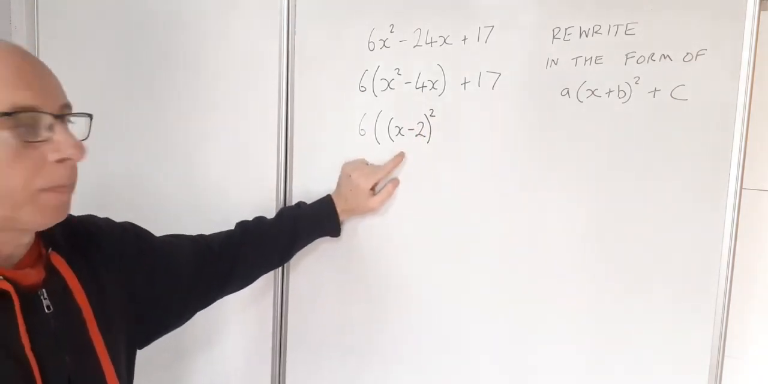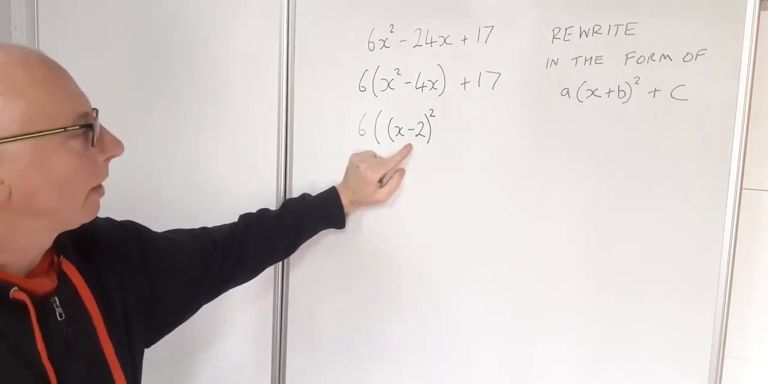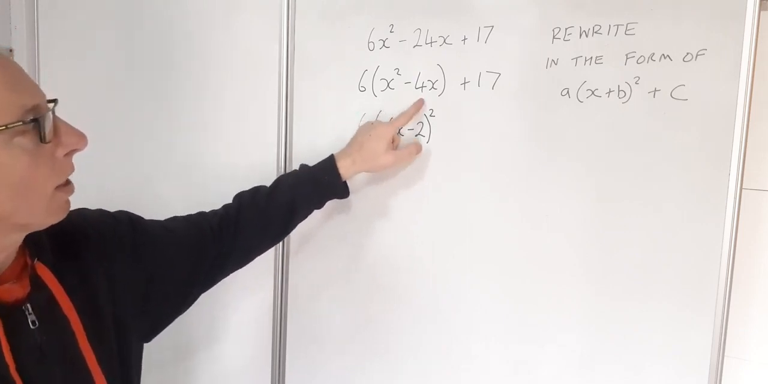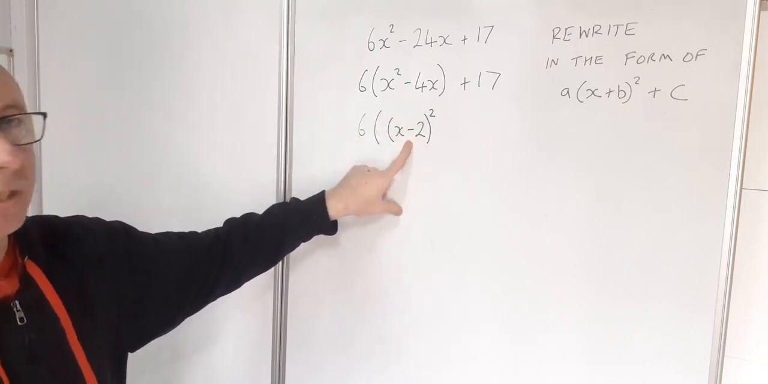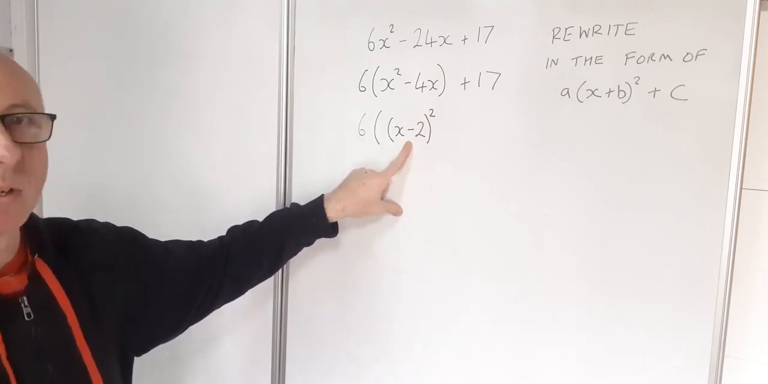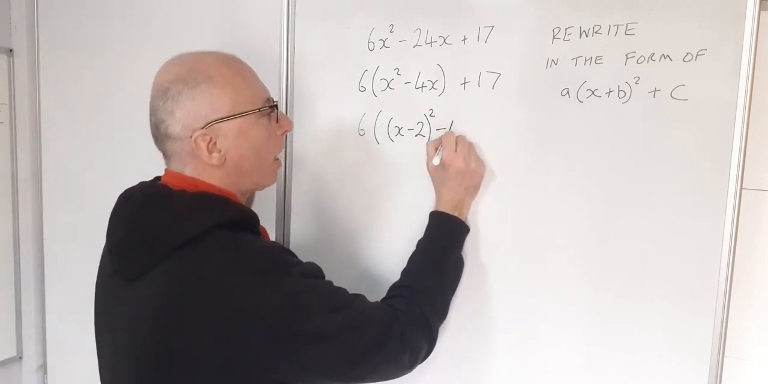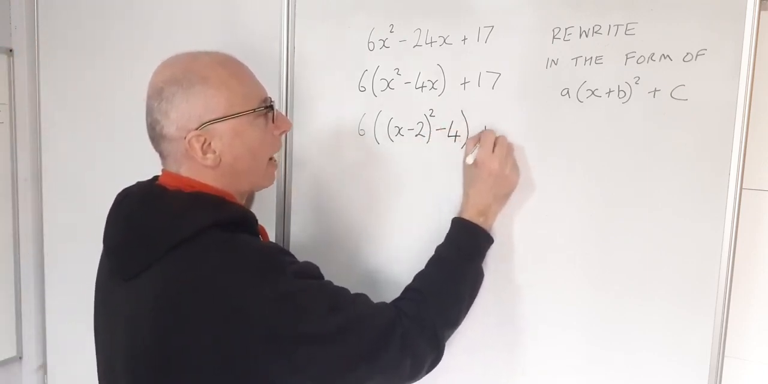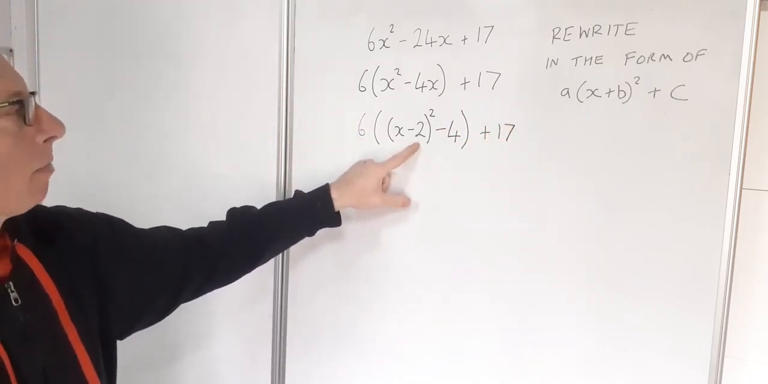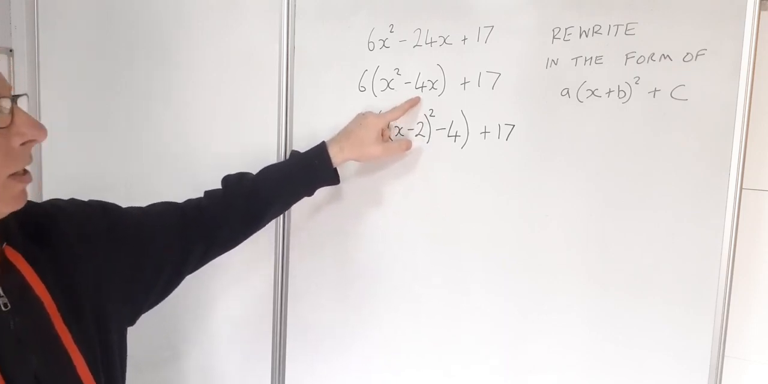Now this bit here is quite important. So what we've done is we've written (x − 2)². If we FOIL that out, we'll get x² − 4x and a new constant of +4. So what we now need to do is subtract 4 to make that still be the same. So (x − 2)² − 4, and then add 17. So that bit there, (x − 2)² − 4, will still equate to x² − 4x if we factor it out.